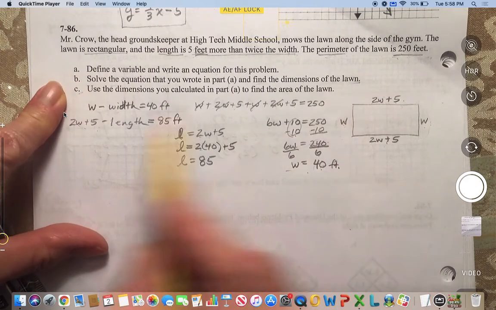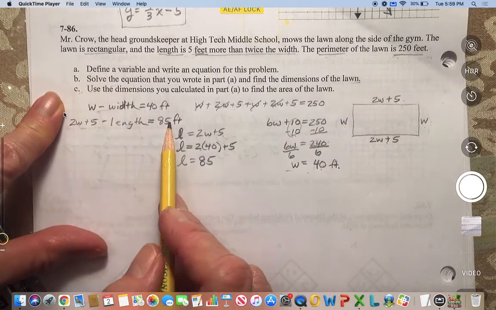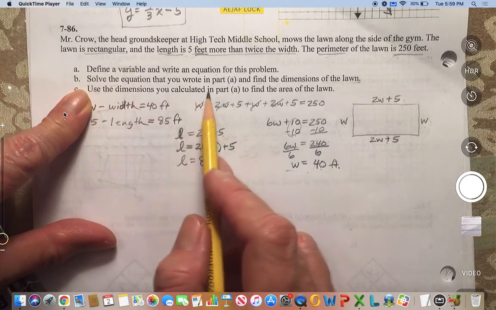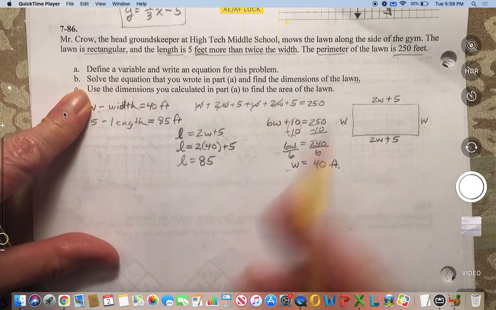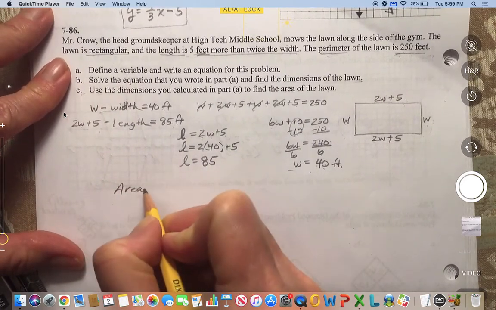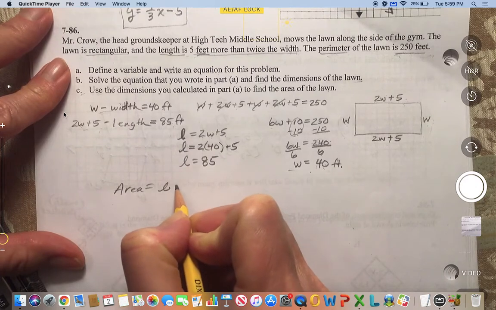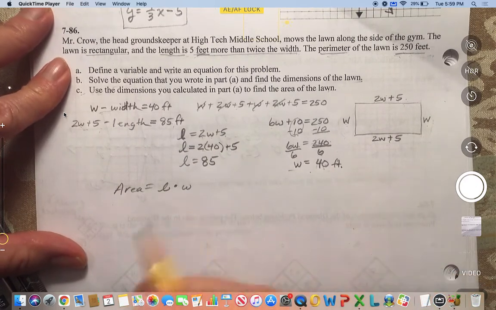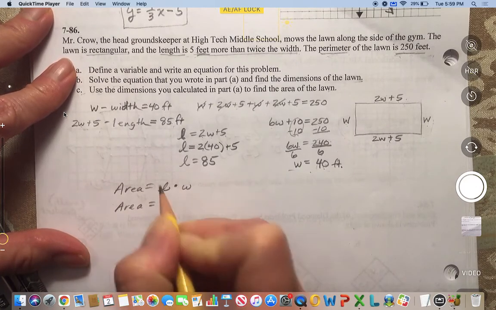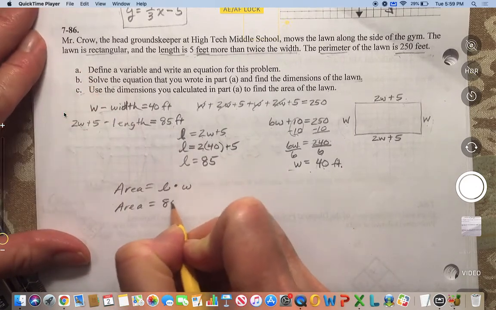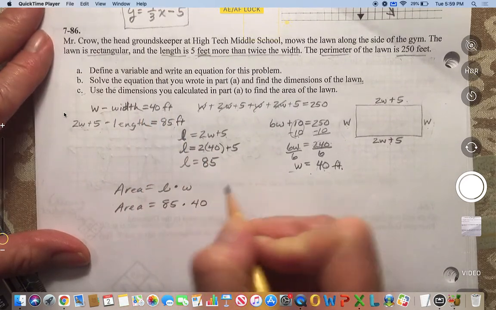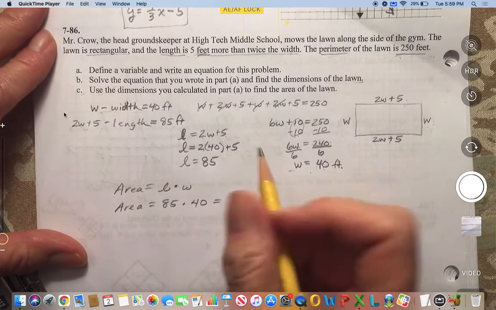Okay, so now we're going to do C, because we solved the equation, and we found the dimensions of the lawn, which is the width is 40 feet, the length is 85 feet. And now we're going to use the dimensions we found to calculate the area of the lawn. So area is equal to length times width. So that's what we will do to find the area. We will multiply the length, which is 85, times the width, which is 40, and see what we get.